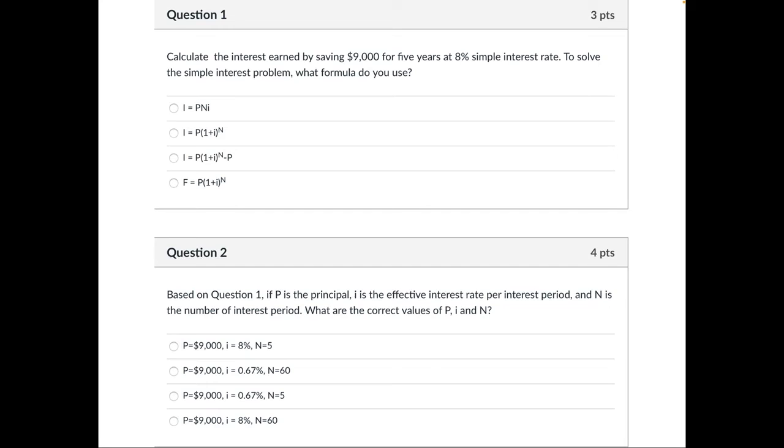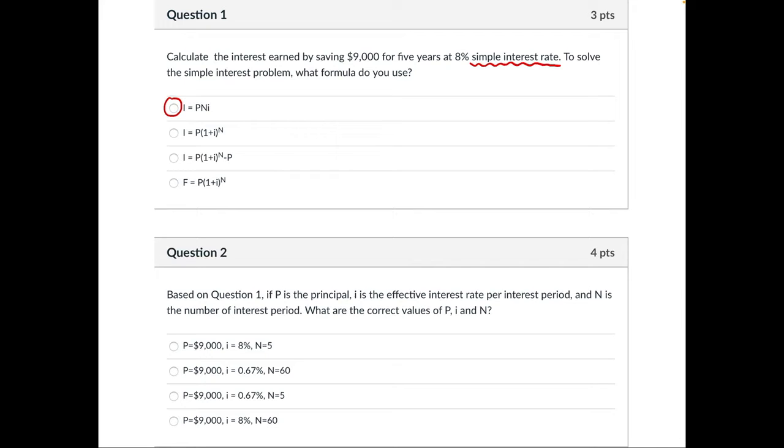Okay, so the first question in homework number 3 is to calculate the interest earned by saving 9,000 for 5 years at 8% simple interest rate. Now, to solve the simple interest problem, the formula you're going to use is this one: I equals P times I times N.